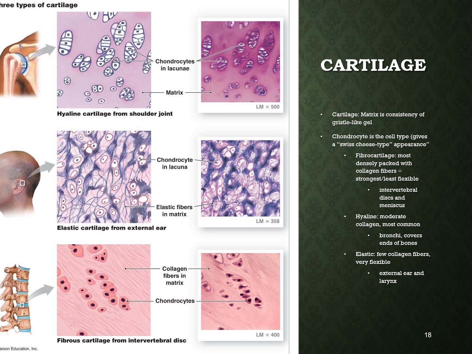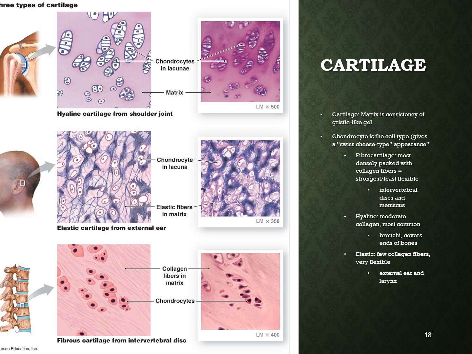This means it's the most densely packed tissue with collagen fibers. Examples of where fibrocartilage can be found is in cushions between the vertebrae and the knee. So the discs in between the vertebrae and the meniscus between the ends of the femur and the tibia.